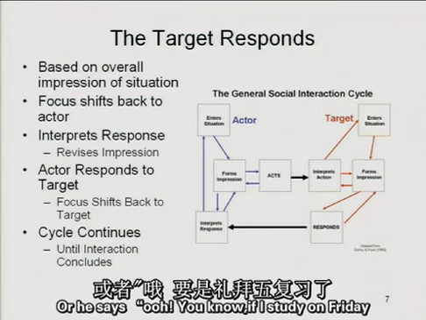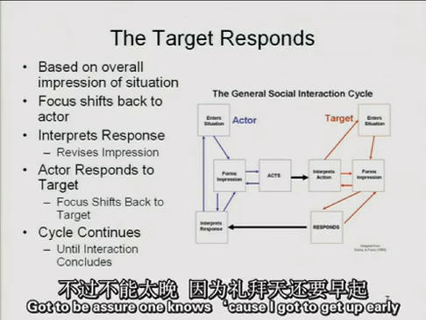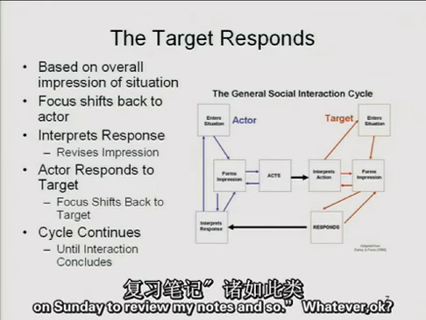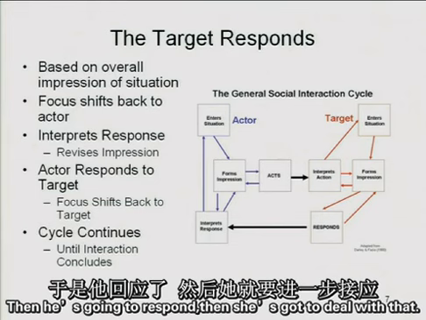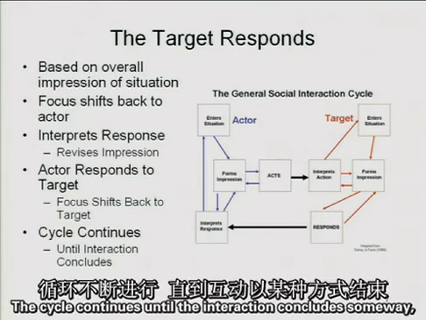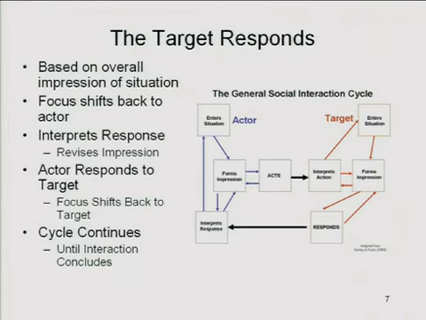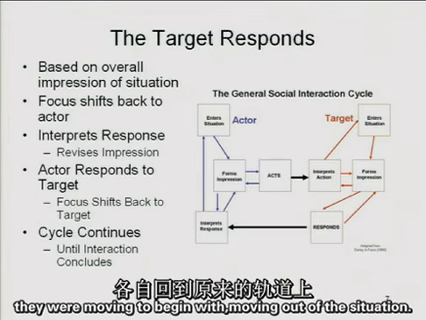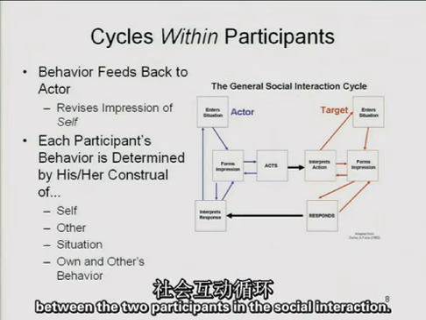Or he says, oh, if I study on Friday, I think I'd be ready for a date on Saturday. That sounds okay. Got to be a short one, though, because I got to get up early on Sunday to review my notes and stuff like that. Whatever, okay. Then he's going to respond, and then she's got to deal with that. The cycle continues until the interaction concludes some way, and they continue in the directions in which they were moving to begin with, moving out of the situation. Okay, so now that's the cycle that occurs between the two participants in the social interaction.